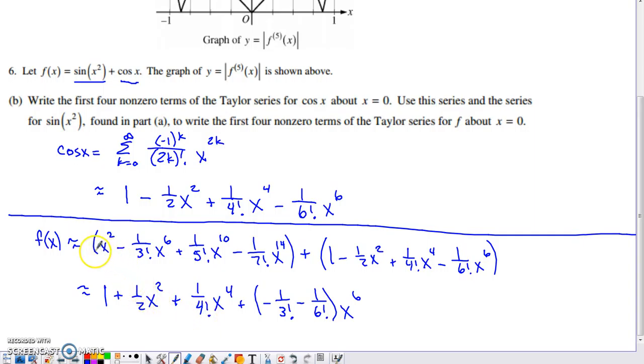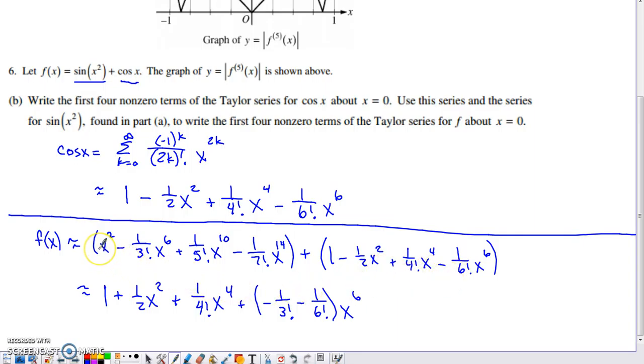So as I look at the pieces of the series for sine of x squared, and I look at the pieces of the series for cosine of x, the lowest power of x I see is an x to the 0. So my first term in the series for f is just going to be this 1. My next power of x that I encounter here is an x squared and x squared here as well.